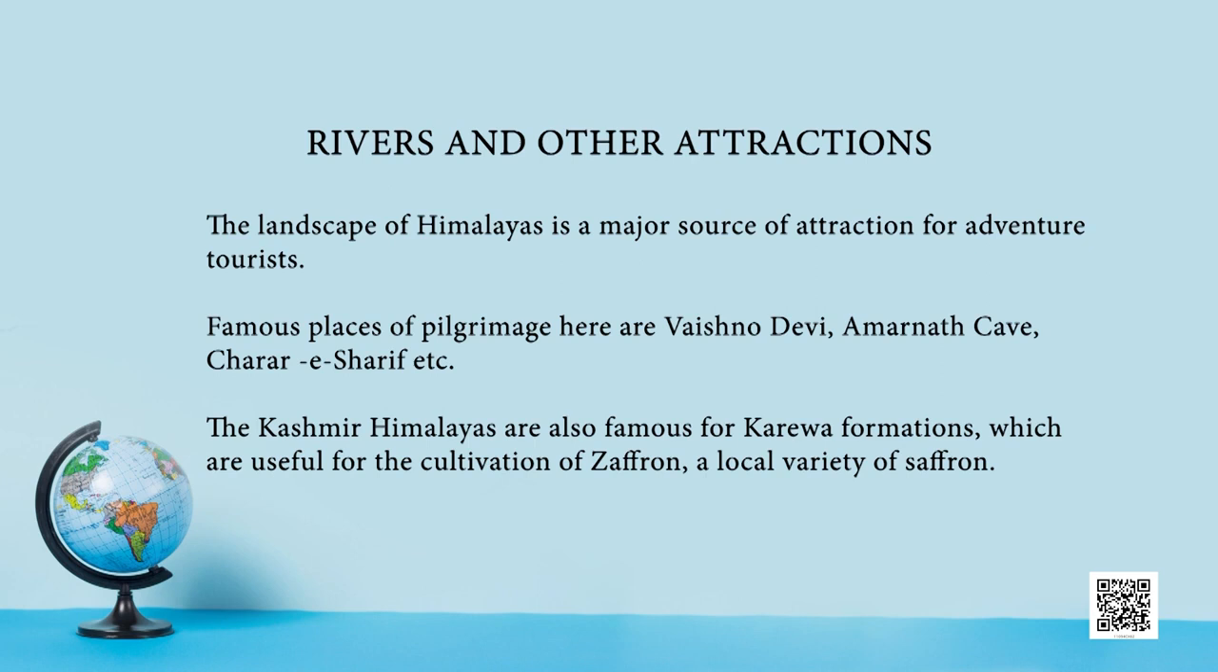The Kashmir Valley is also famous for Kareva formations. What are Karevas? They are the intermountain valley fill comprising unconsolidated gravel, glacial clay and mud. These are terrace-like features which are very useful for the cultivation of saffron, which is a local variety of saffron. So, this was the first subdivision of Himalayas, that is the Kashmir Himalayas.